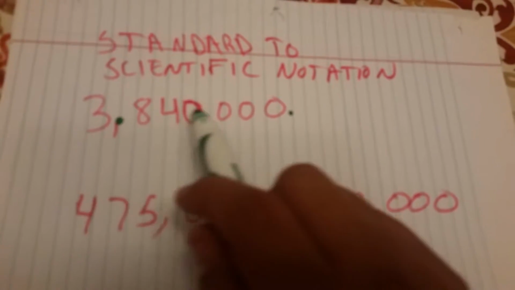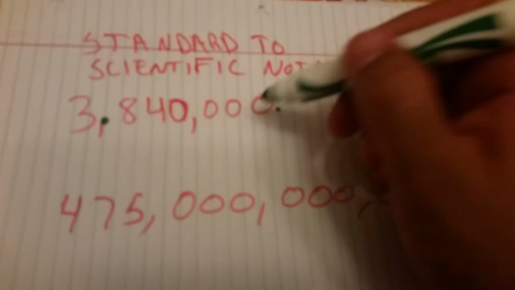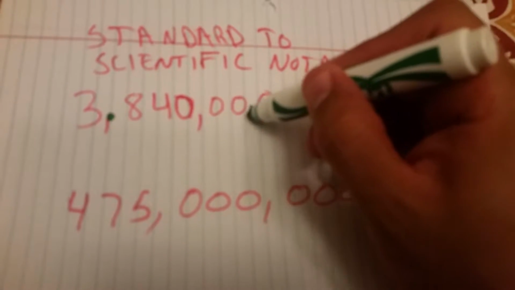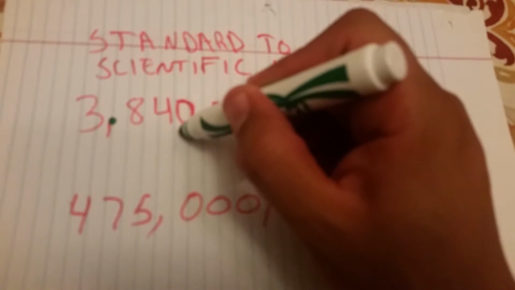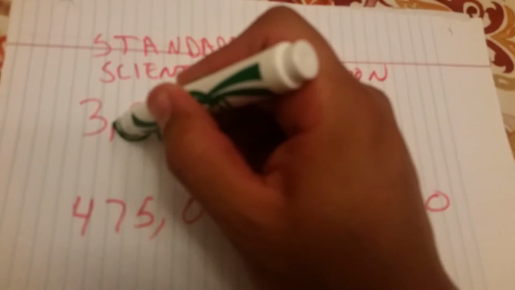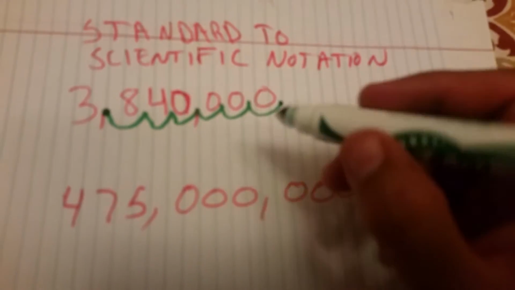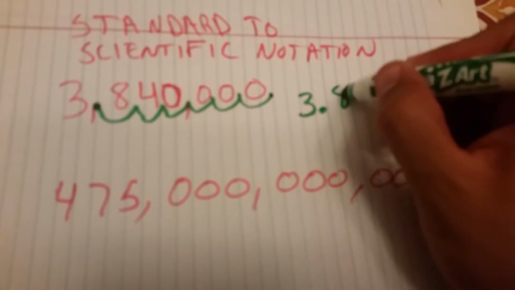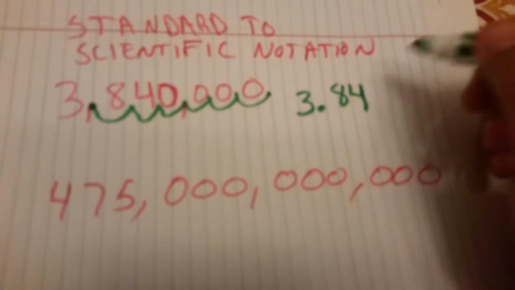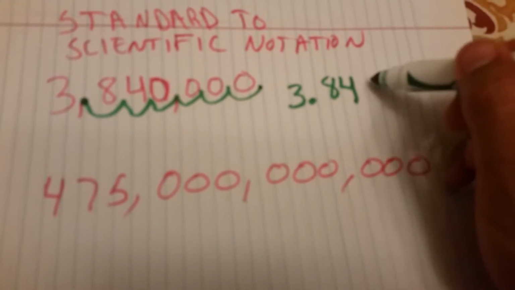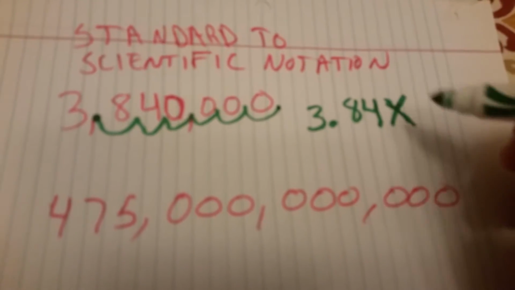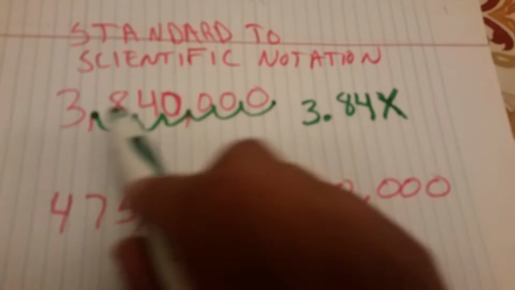It's 3,840,000. Now by moving the decimal, we're going to make it into a very small number. 1, 2, 3, 4, 5, 6. We move the decimal 6 places, and now we have a number that is 3.84. Now, what we've got to keep in mind is that when we move it, we're going to get 3.84, which is way smaller.